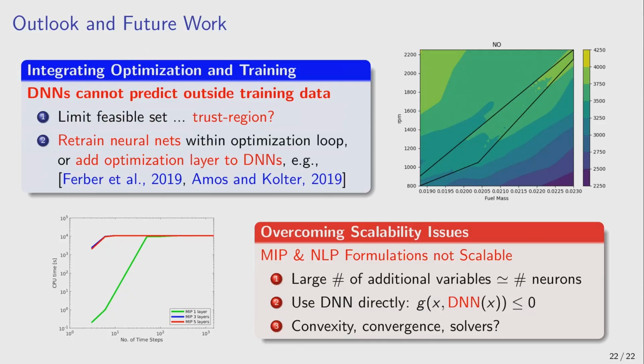There's a big issue in terms of how to overcome the scalability issues if we do these reformulations. So if you think about large language models, they have billions or maybe trillions of parameters soon.